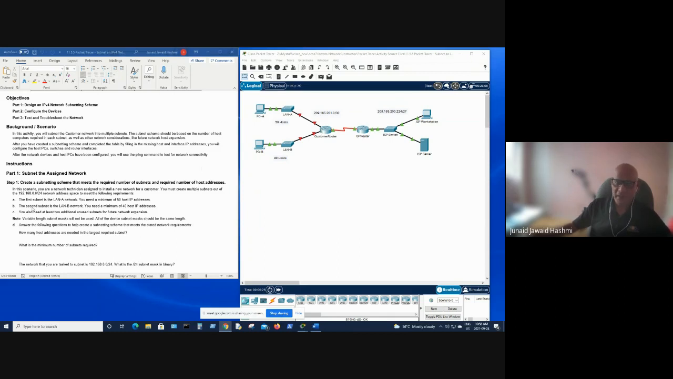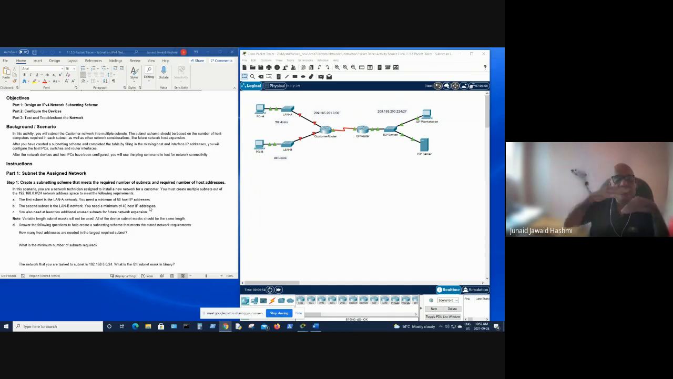Okay, and this network needs a minimum of 50 hosts. So this network will be connected to 50 hosts, so you need at least 50 usable host addresses. The second subnet is LAN B. This is LAN B. And you need at least 40 host addresses.